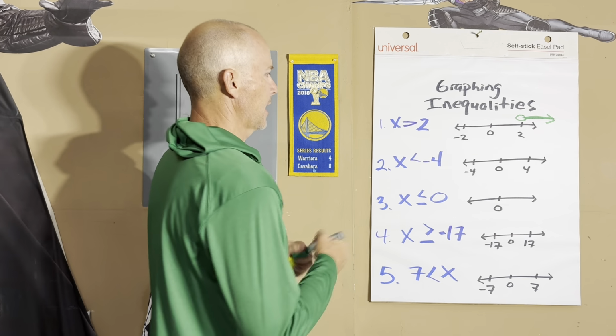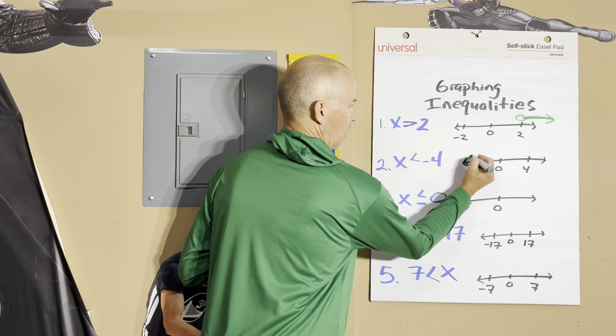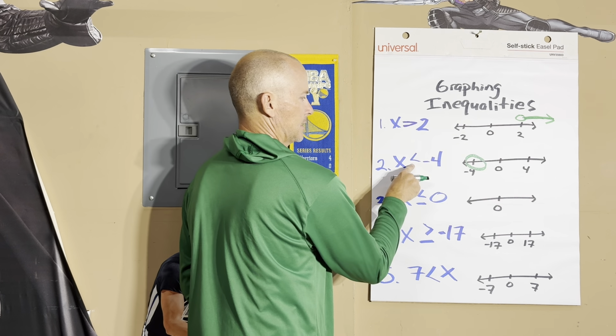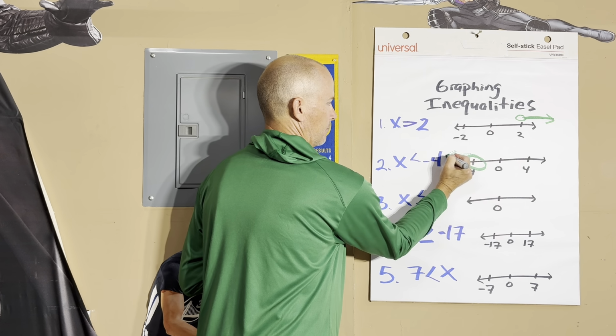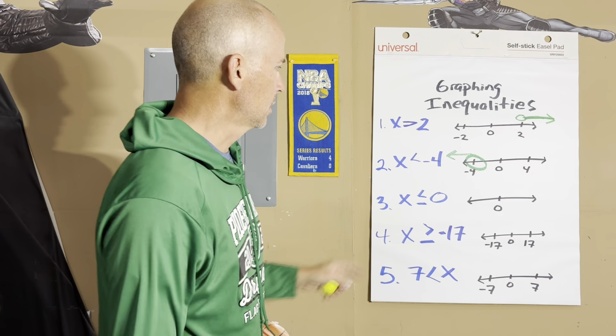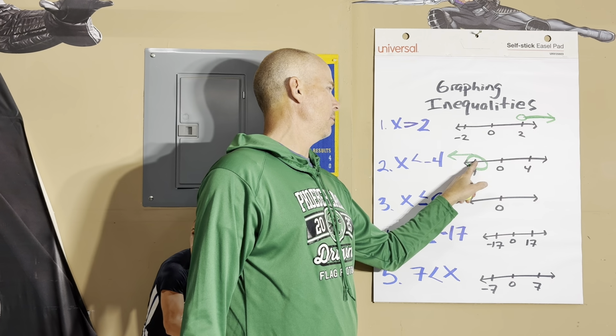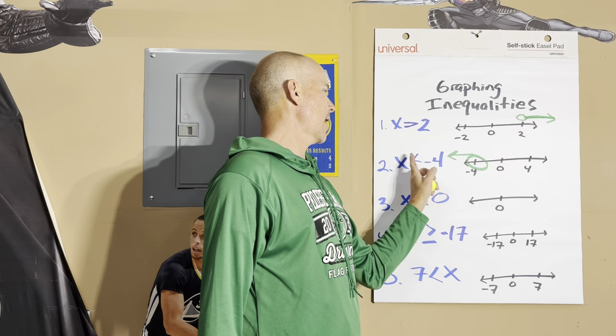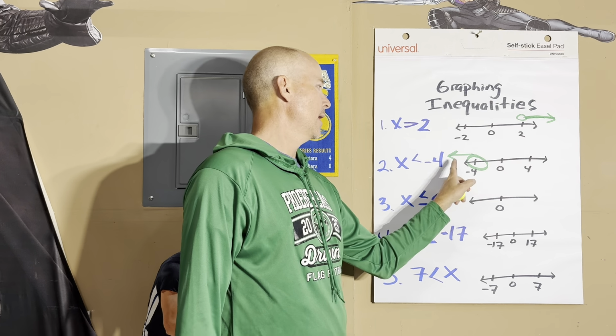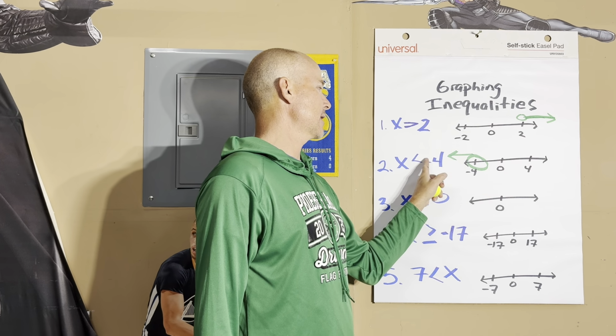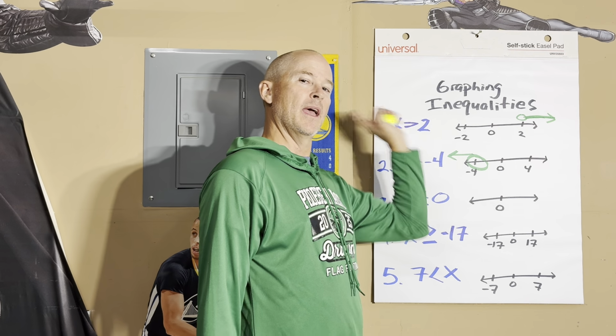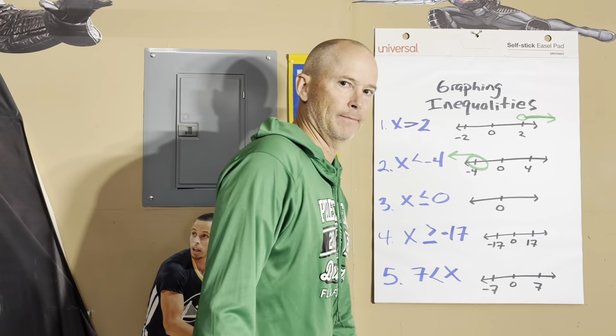x is less than -4. So again, open circle, less than. Which way is less than? This way, okay? So again, open circle means -4 is not part of our graph, but every number less than -4 is: -5, -6, -7, -9, -1,000,000. That way is less than, okay?